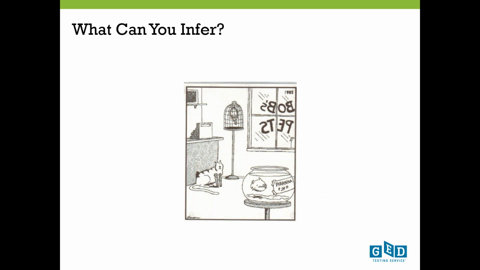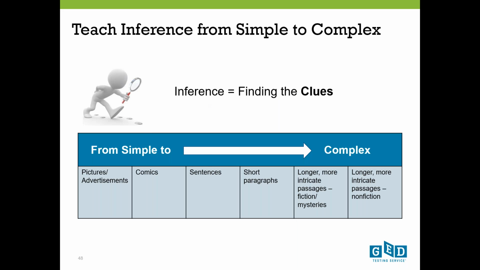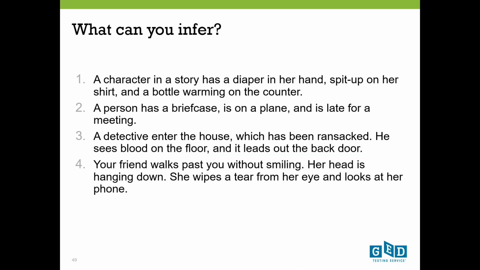Another thing you may want to use is on YouTube, you can often find the Super Bowl ads. They're great for working with inference. So now, once you've moved through some of those types of things, then you begin to pull from here and look at just some basic sentences. Things that are going on, what inference can you make? So if I have a person who has a briefcase, is on a plane, and is late for a meeting, what can I infer? I can infer that this is a business person. Maybe.